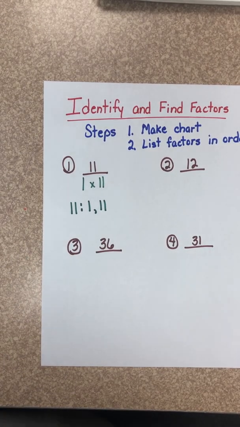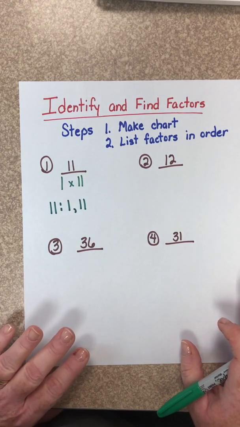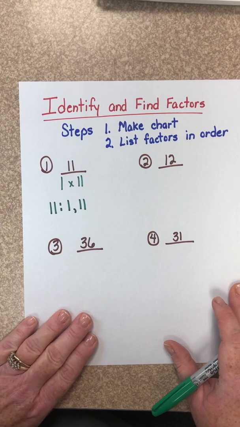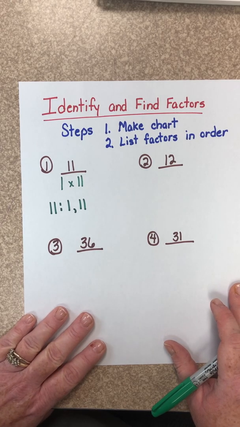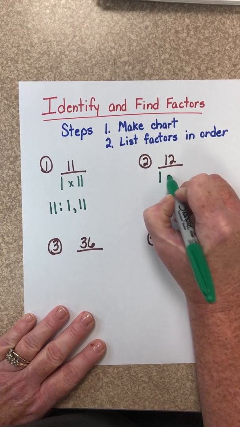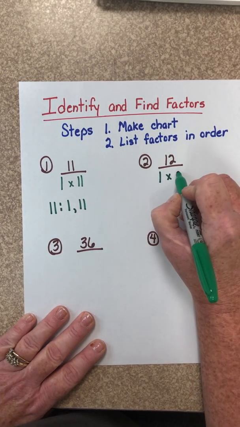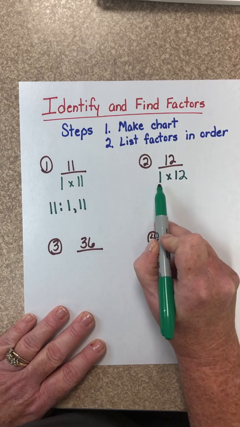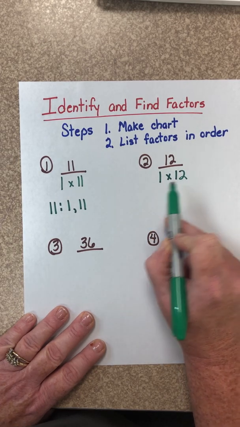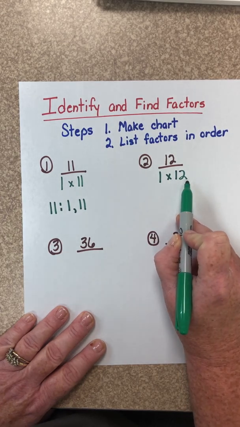Now let's look at number 2, the number 12. What would be the factor pairs for 12? Well, I recommend we always start with the smallest prime number. Well, 1's not considered prime because 1 times that number will always give you that number. So in this case, it's 1 times 12. 1 isn't considered to be prime, but 1 times 12 is considered to be a factor pair. So that's where I recommend you always begin, 1 times whatever number you've been given.